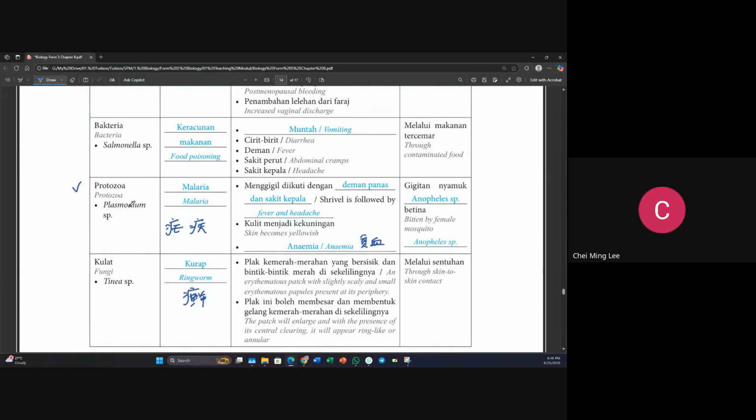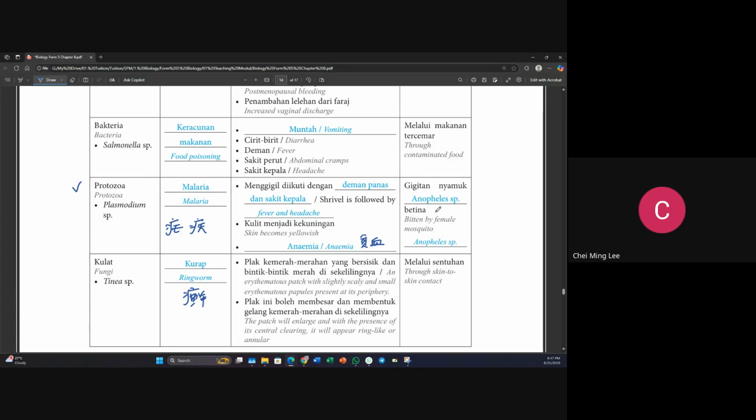For protozoa, normally like Plasmodium species, it will cause malaria. You know what malaria is? The symptoms of malaria are a very high fever until you shiver, and then you look very weak, your skin looks a bit yellow. So shiver followed by the fever and headache, and the skin becomes yellowish, and anemia. Anemia means that your blood is not enough.